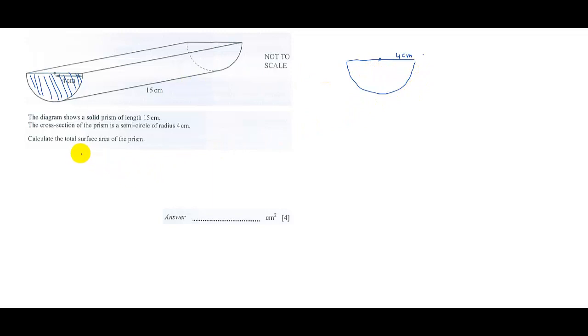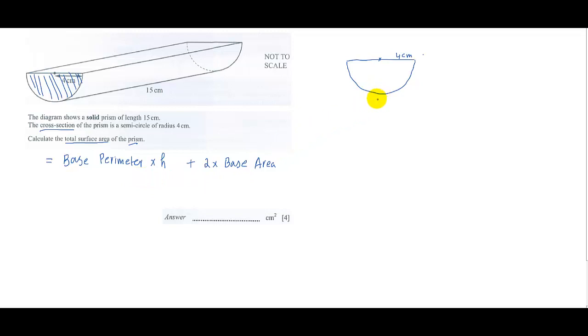So to find the total surface area, we know the formula for the total surface area of the prism. Let me write the formula first. This is the formula: base perimeter multiplied by height plus 2 times base area. Base is also called cross section. So to find total surface area, we have to find the perimeter of the base and the area of the base.